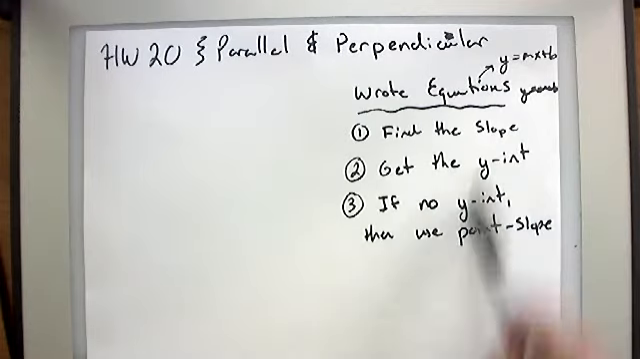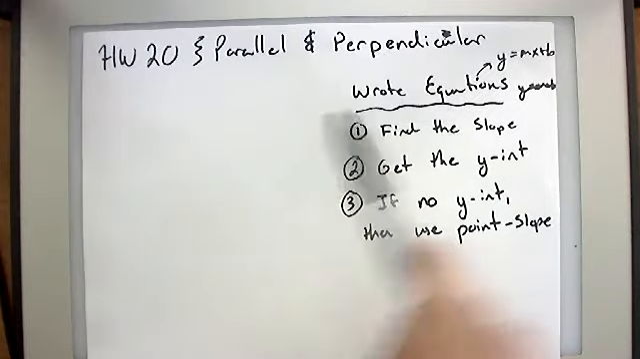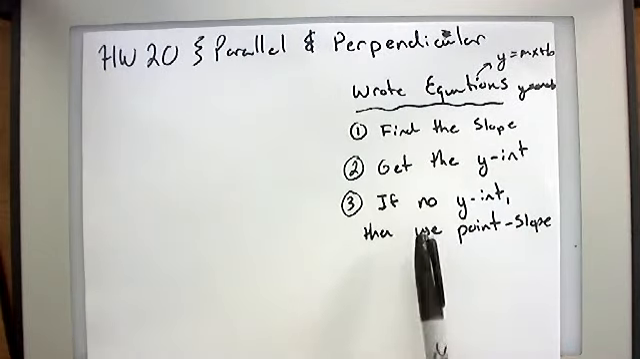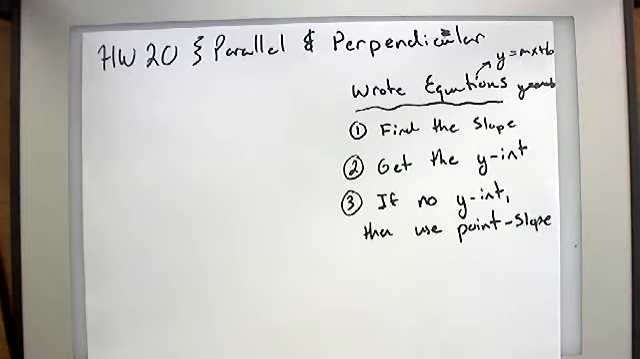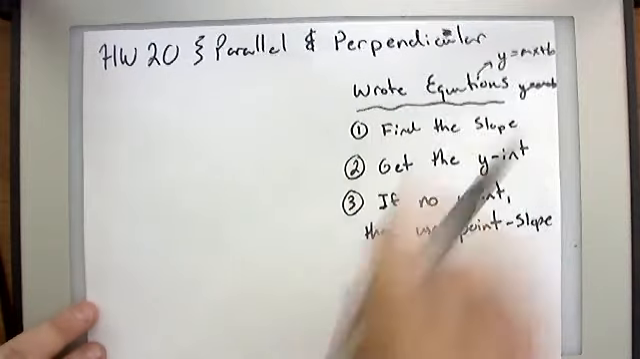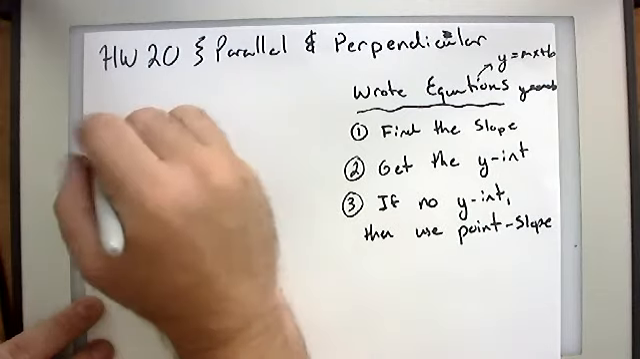So that's what we went over in homework 19. Homework 20 is concerned with parallel and perpendicular lines, but still you're going to be writing equations. So this three-step procedure is still something you're going to want to keep in mind, okay? I won't write it again, but if you want to work along with this, keep these to the side because I will be referring to them. So we'll start with parallel.